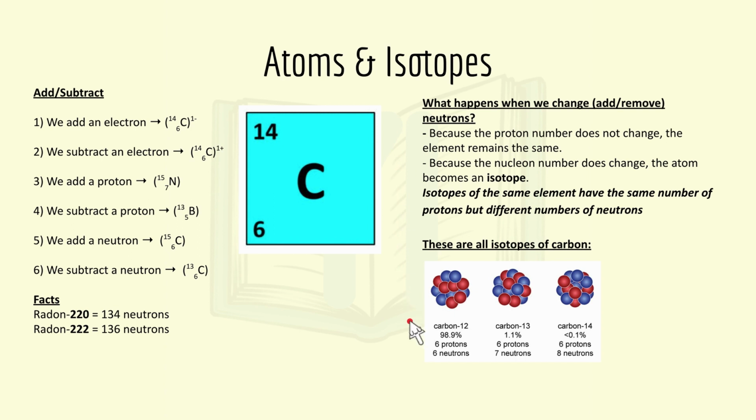And here are all the isotopes for carbon. We have carbon 12, carbon 13, and carbon 14. And carbon 12 is the most abundant one, because you can see that 98.9% of carbon is carbon 12.